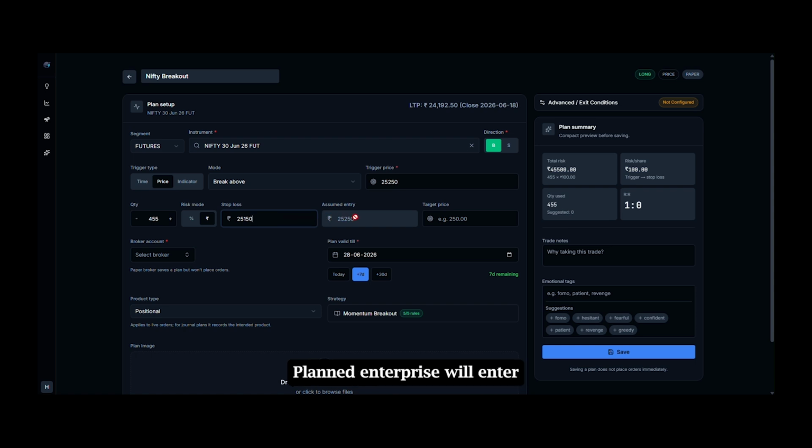Planned entry price. We'll enter 25,250 as the planned entry price. Target price. We'll set a target of 25,450. Now Qbar Trade has everything it needs to evaluate the opportunity. Entry, stop loss, target. From these values, it automatically calculates the trade's risk and reward profile. Before risking a single rupee, we already know whether the setup is worth taking.